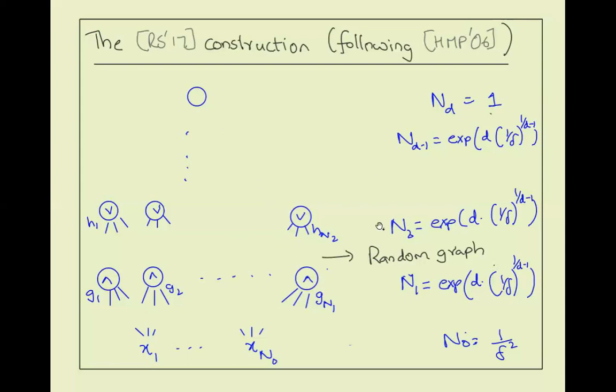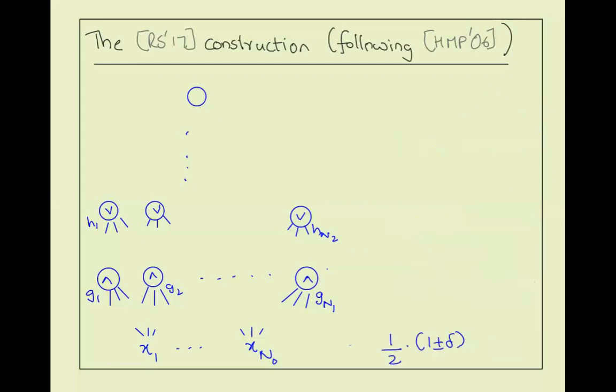Now in order to de-randomize it, we have to understand why this random construction works, because that tells us what we need our explicit construction to do as well. Let me just try to describe that, and then I'll tell you how we de-randomize it. So why does this random construction work?